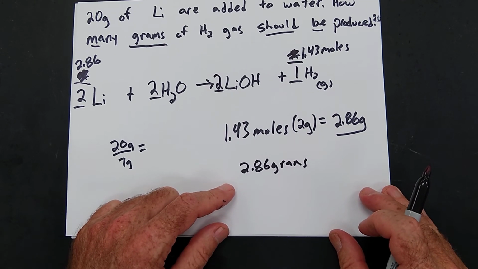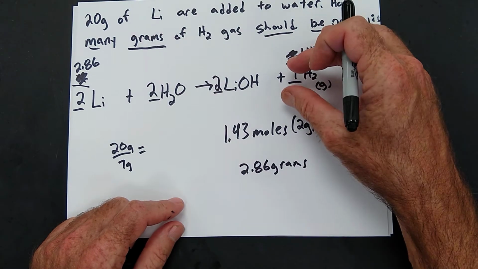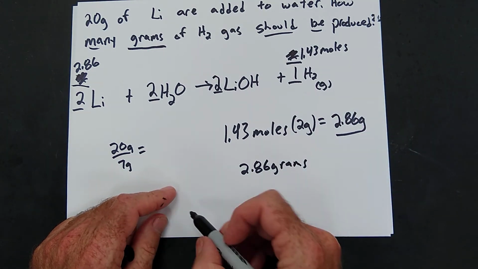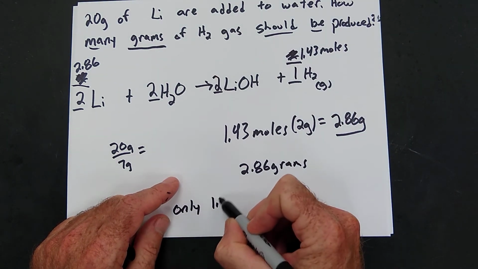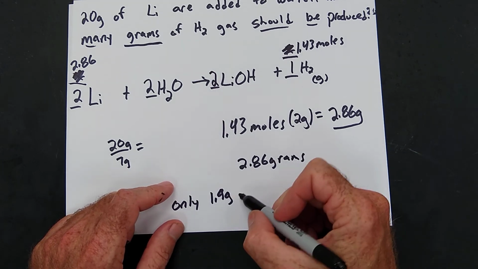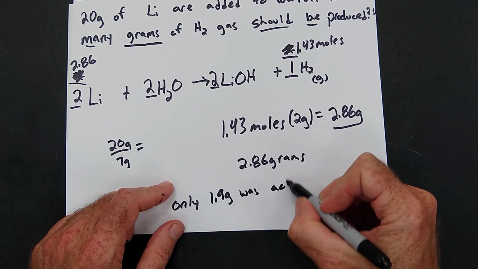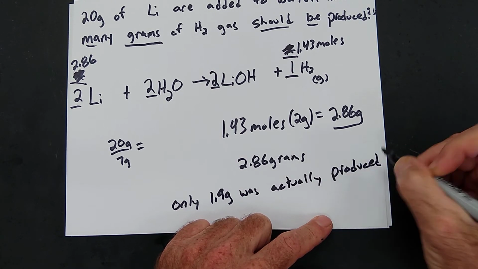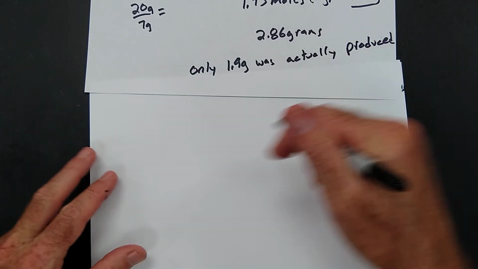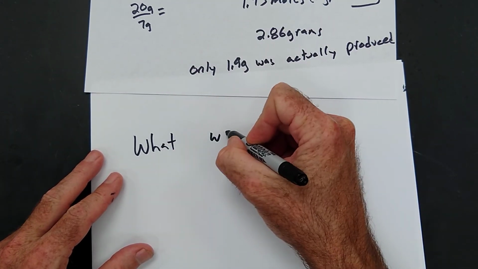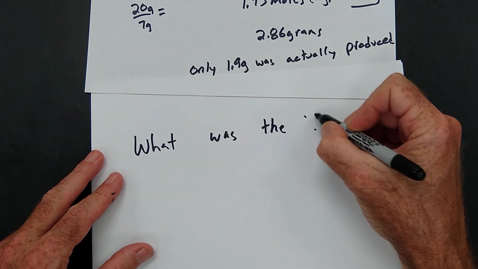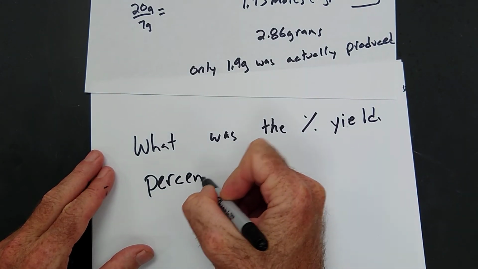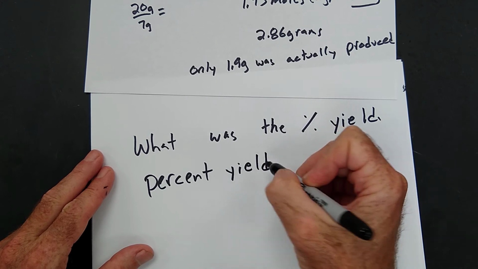But what if it wasn't? What if we did this and we actually got the bubbles of hydrogen gas and we captured them and we measured them and we found only 1.9 grams was actually produced? Then I could ask you a question. I could say, what was the percent yield? It's called percent yield.